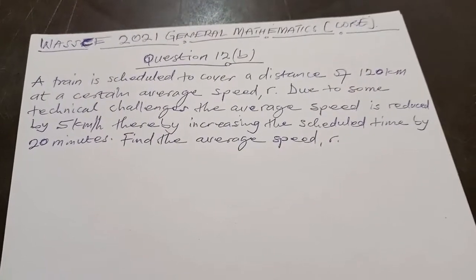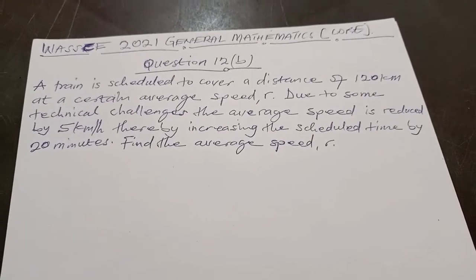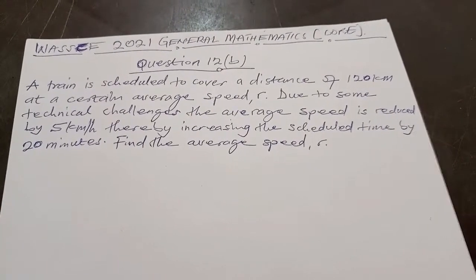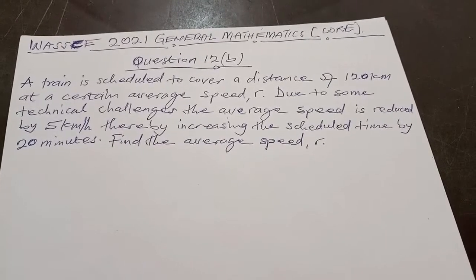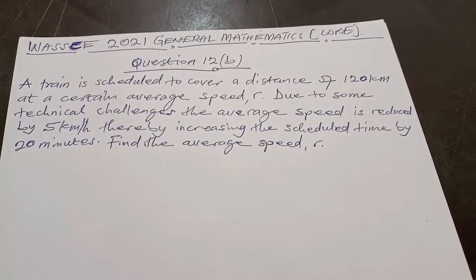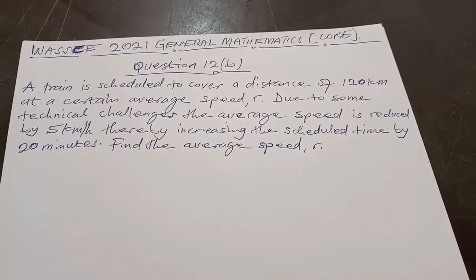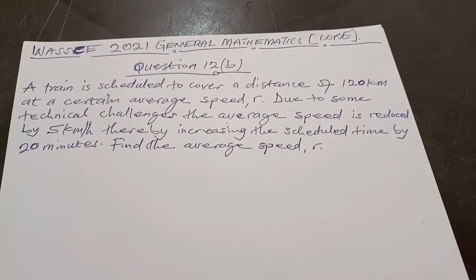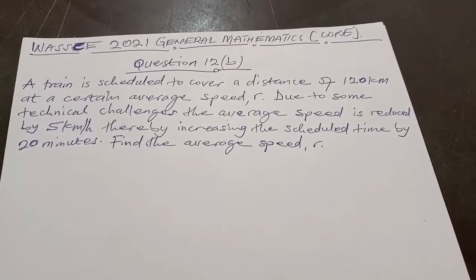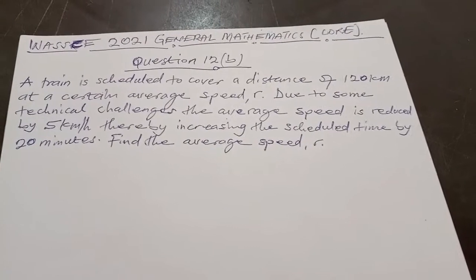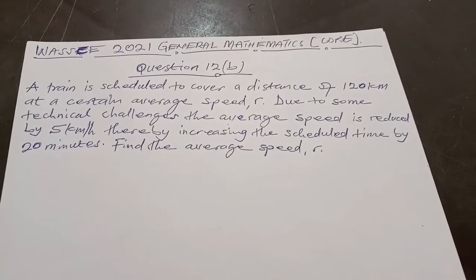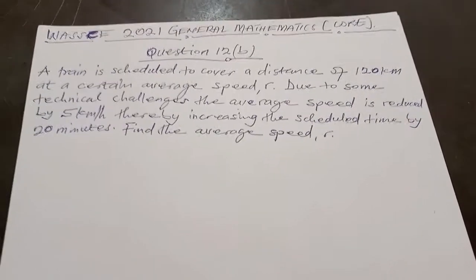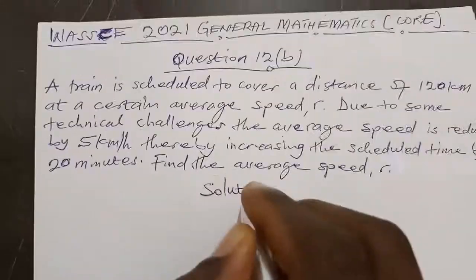A train is scheduled to cover a distance of 120 kilometers at a certain average speed r. Due to some technical challenges, the average speed is reduced by 5 kilometers per hour, thereby increasing the schedule time by 20 minutes. Find the average speed r. This is the question we are solving.